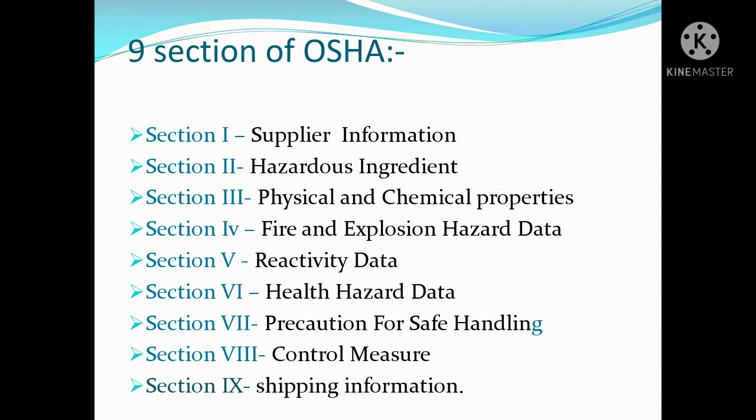Section 1 is about supplier information. Section 2 is about hazardous ingredients. Section 3 provides physical and chemical properties. Section 4 is fire and explosion hazard data. Section 5 is reactivity data. Section 6 is health hazard data. Section 7 is about precautions for safe handling, and section 8 is about control measures. The last section, that is section 9, is about shipping information.